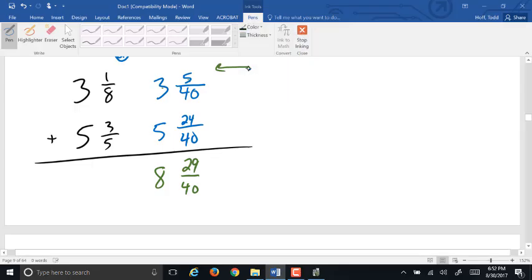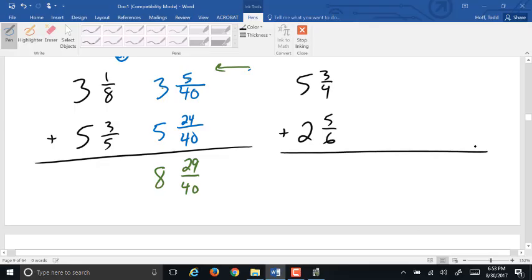Now, it doesn't always stay that simple. We might have 5 3/4 plus 2 5/6. What will our common denominator be? 12. Very good. What's our numerator on this top one?